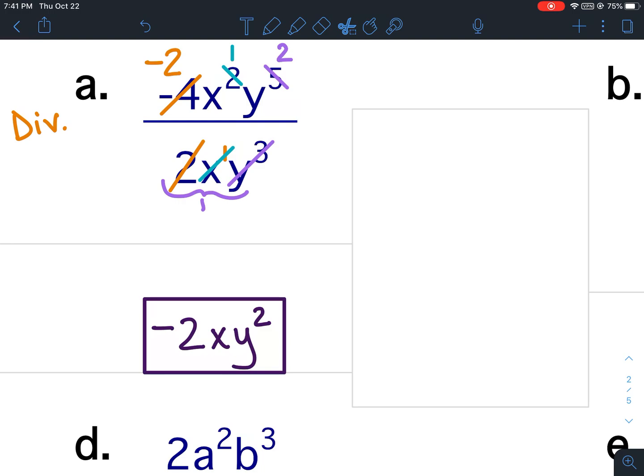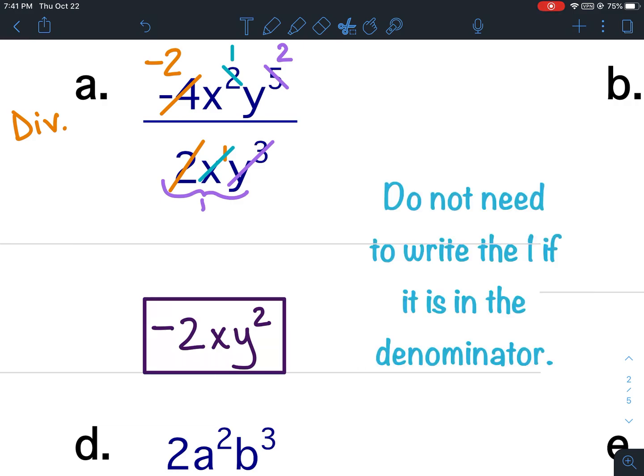So the only thing that was left on the bottom was 1 because everything canceled out. I don't need 1 in the denominator. So what was left on the top was -2 x to the first y squared, but I don't need to put the 1 on the exponent. So again, you do not need to write the 1 if it is in the denominator. Go ahead, pause your video and get that written down.